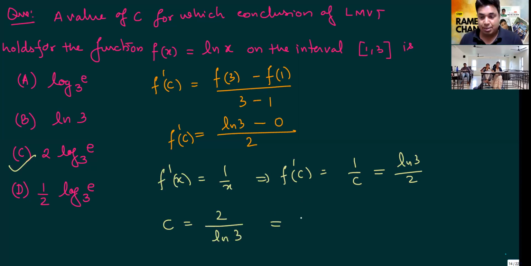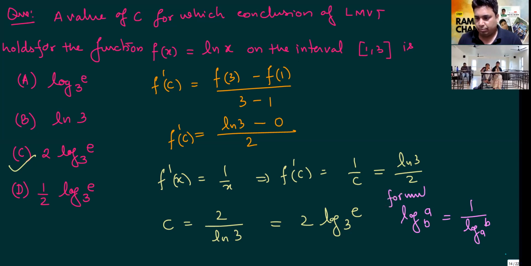This can be written as 2 log e to the base 3. We know log a to the base b is equal to 1 upon log b to the base a. This is a formula. Any doubt till now? No, sir. C is the correct answer for this question.